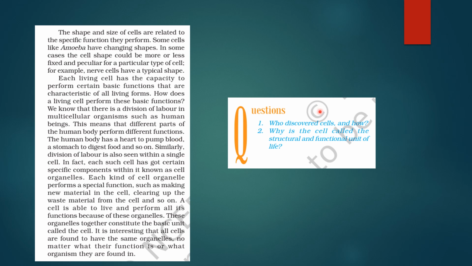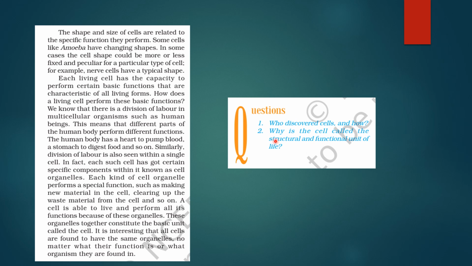Now let us do some conceptual questions. Who discovered cells and how? So Robert Hooke discovered cells in 1665 while observing a thin slice of cork under a self-designed microscope. Okay. He noticed small box-like structures. He called them cells because they resembled the tiny rooms or cells in a monastery, right? However, he only observed dead cells. The discovery of living cells was later made by Anton van Leeuwenhoek in the 1670s using a more advanced microscope.